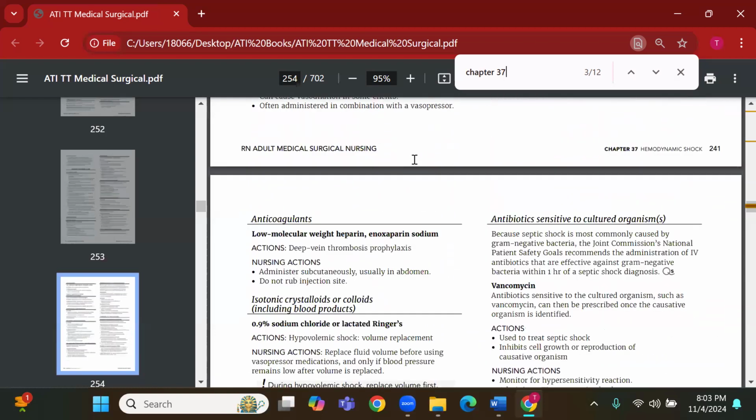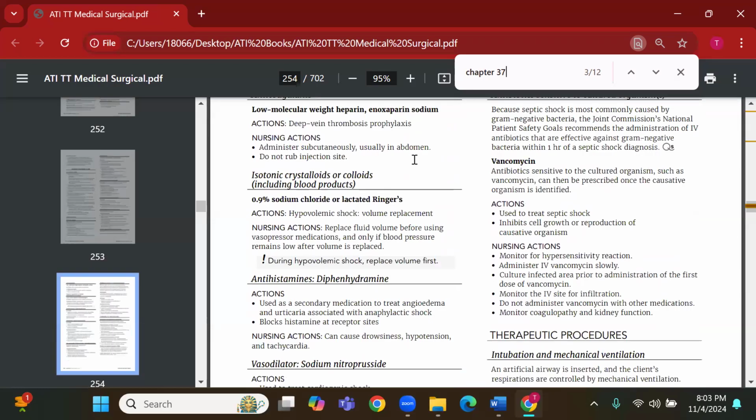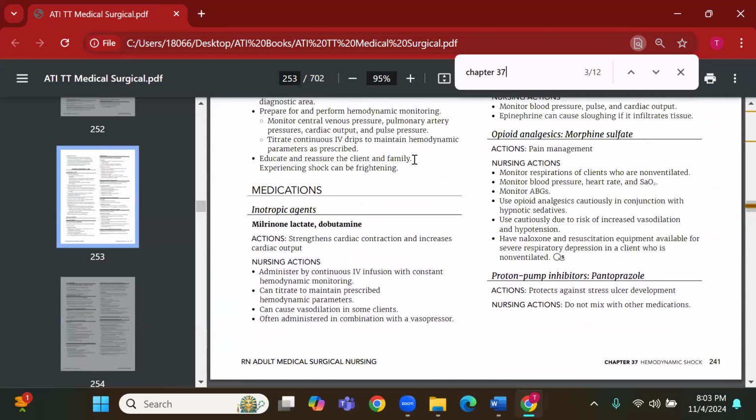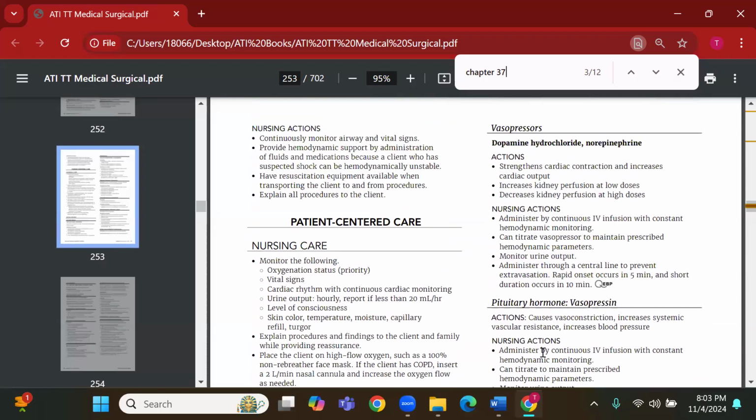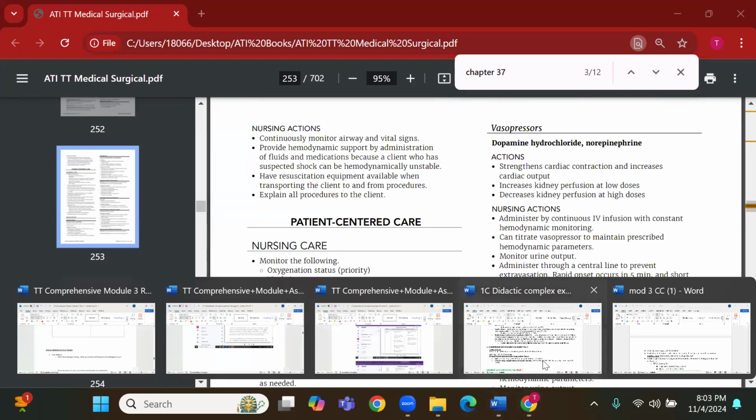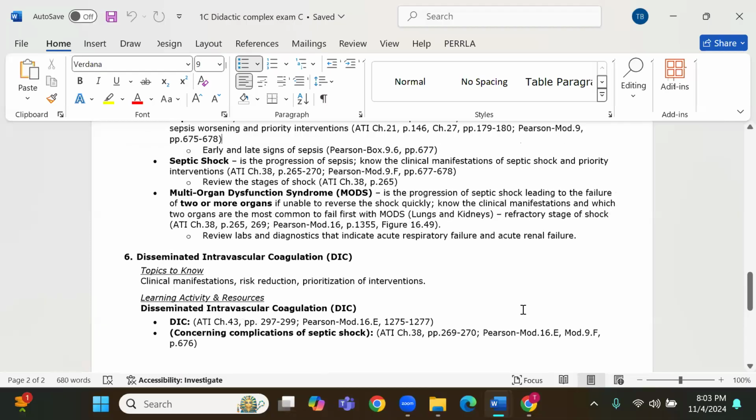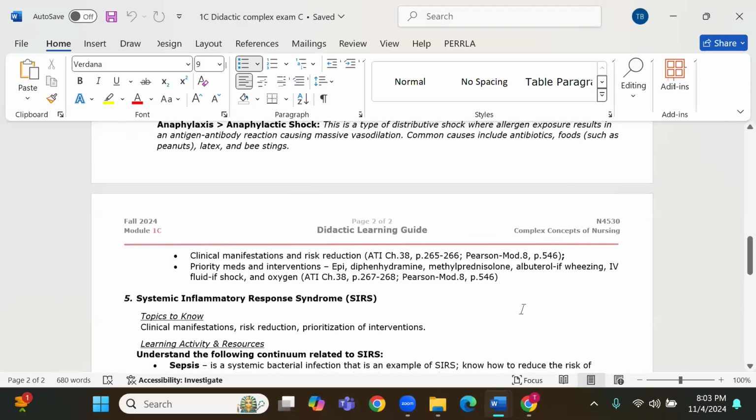So we can look. I'm going to go down here for just a second and see what we're going to do, because I looked at the medicines that were on your didactic. Let's go back here. And like right up here, I think is where we talked about them. Look at our priority meds and interventions, okay? Epi and diphenhydramine, Benadryl and Epi are going to be there.